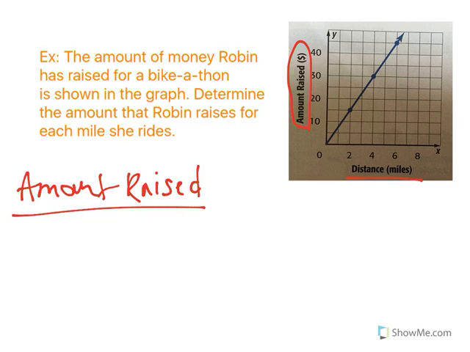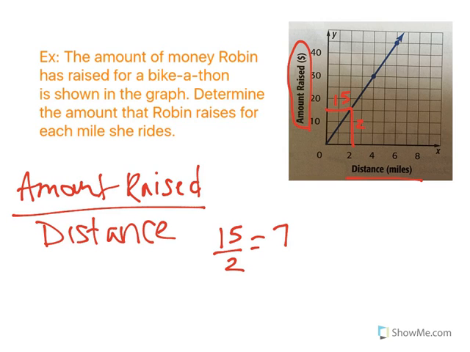That's the same as what we've done in our other lessons where we did rise over run. That same idea with slope. So amount raised over my distance. You can think of rise over run, the same thing, my y's over my x's. We can pick any point. Looking at this point here, it's going to be 15 over 2, and that's going to be about 7.5.